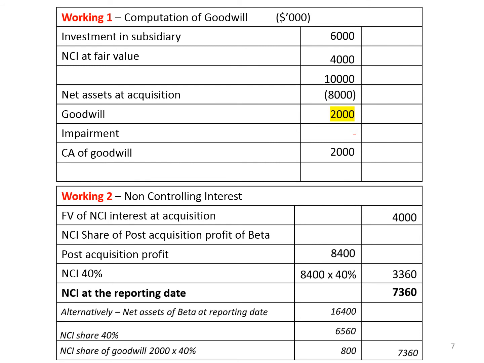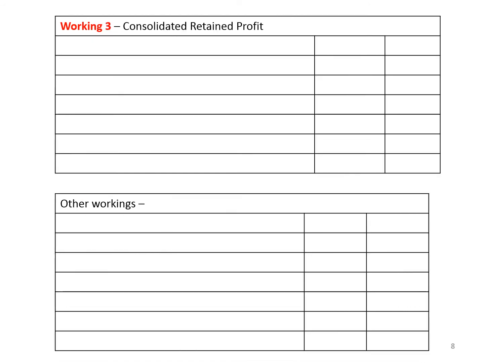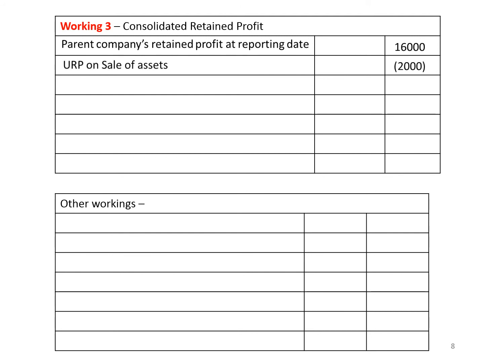onto our statement of financial position. Our next adjustment is consolidated retained profit. So consolidated retained profit, we directly take the parent company or Alpha's retained profit as appeared in the Alpha's statement of financial position, and there's an adjustment for unrealized profit arising from sale of asset, because Alpha has sold an asset keeping a profit of $2,000. So that unrealized profit should be deducted from Alpha's retained profits.